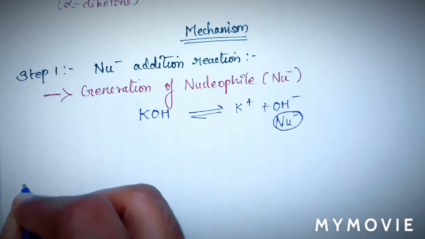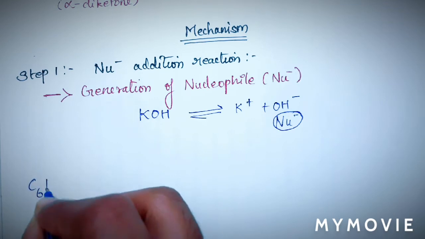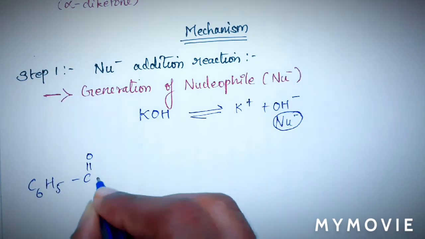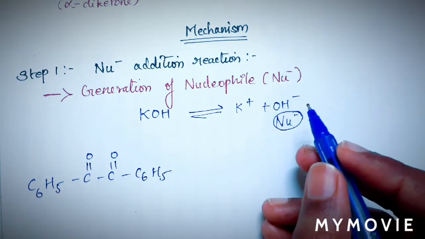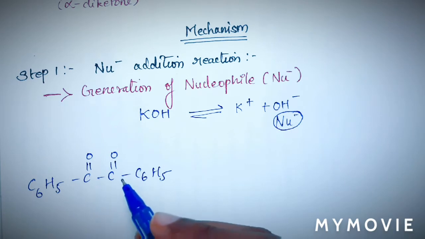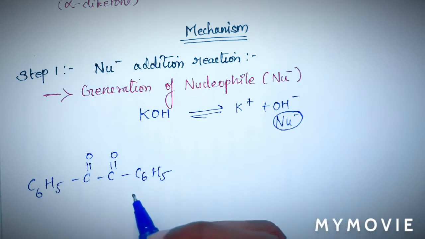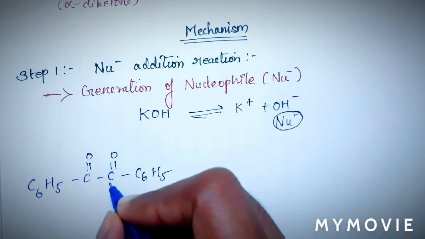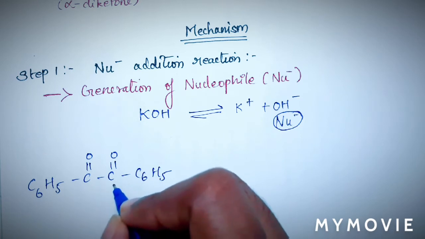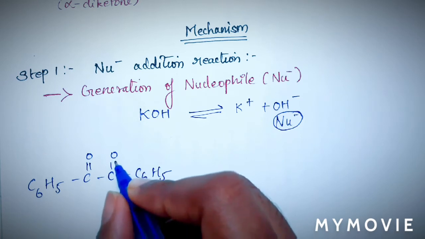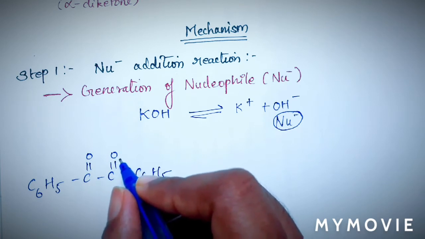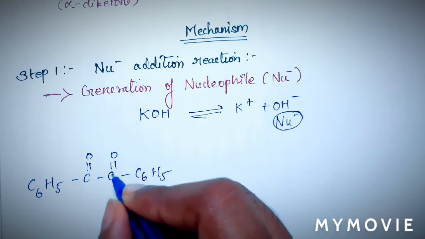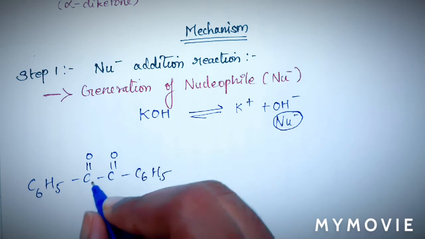Now I'm writing the reactant, which is alpha diketone: C6H5, C double bond O, C double bond O, C6H5. For the nucleophile to attack, I need a positive center, a center that is electron deficient, for the attack to be made possible. Either of these carbon atoms should be positive because they both are attached to oxygen atoms and they can be made positive by giving away the electrons to oxygen, which is electronegative in nature. So I'm choosing this carbon atom. You can even choose this carbon atom.